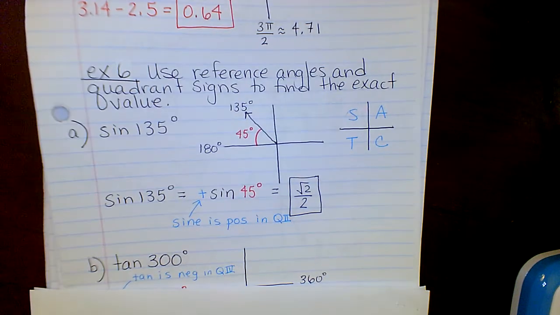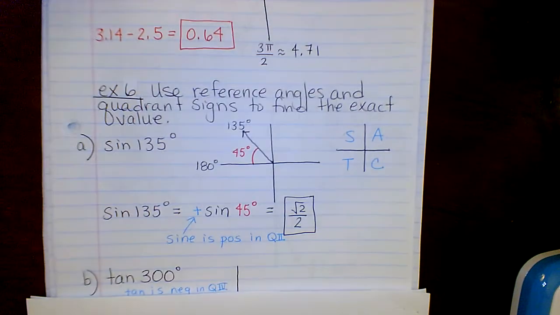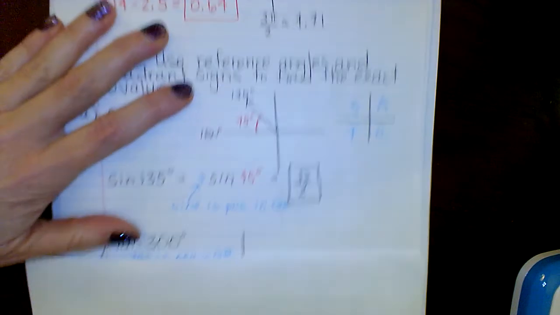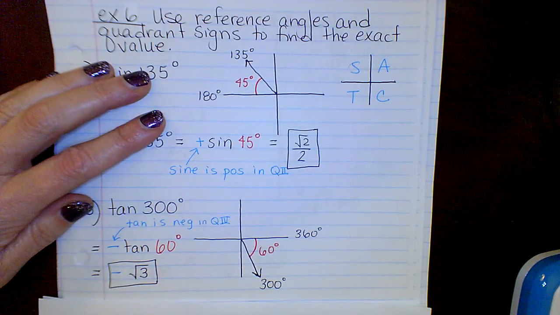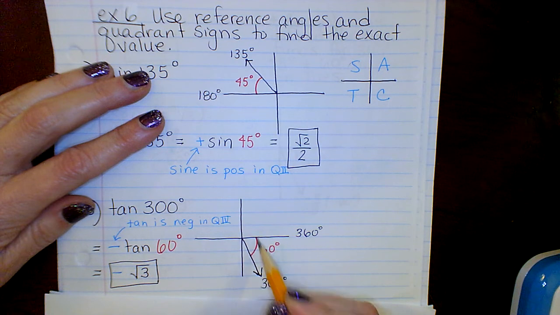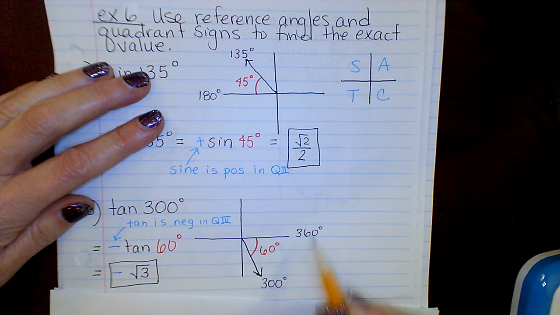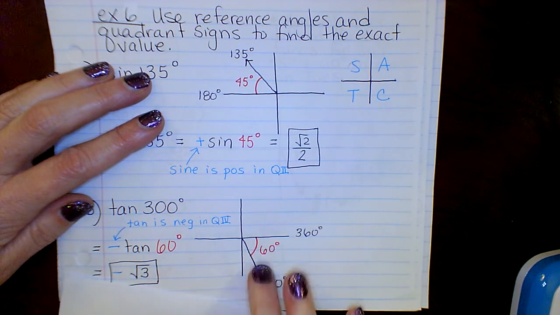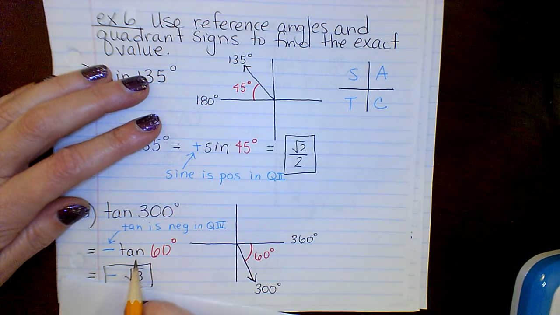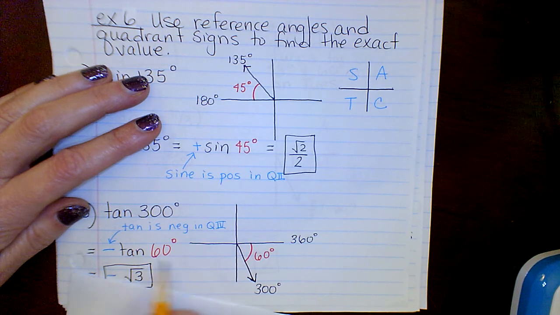The tangent of 300 degrees. We could use the unit circle for that. Or, let's find the reference angle. 300 degrees is down here in quadrant 4. We get a reference angle of 60 degrees. That's the difference between 360 and 300. In quadrant 4, the cosine is positive, which means tangent is negative. So because of the quadrant, I get a negative here. And then my reference angle is 60 degrees.